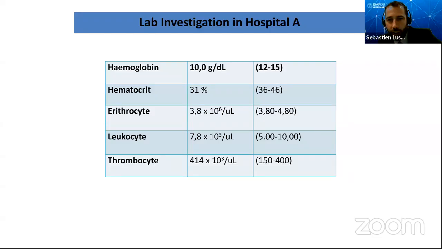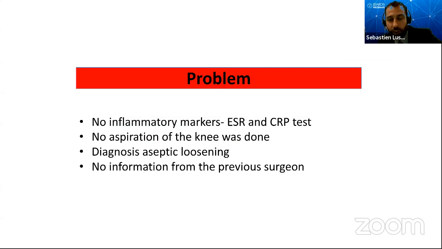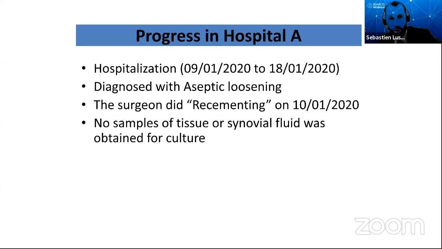Okay, good. And this is what has been performed, the blood test, but you can see no ESR, no CRP. So that's the problem in the initial management of this case: there's been no aspiration. The surgeon made the diagnosis of aseptic revision, and we didn't get any information from the previous surgery.